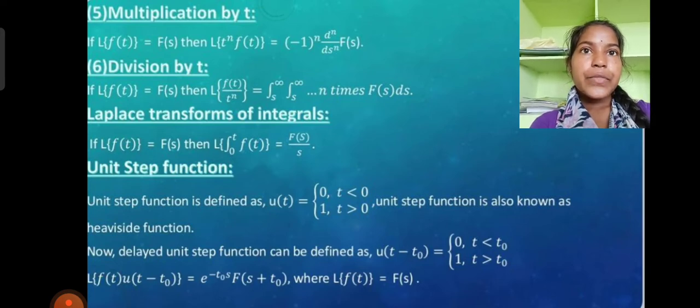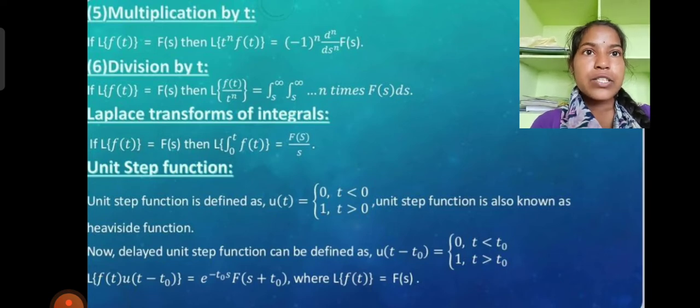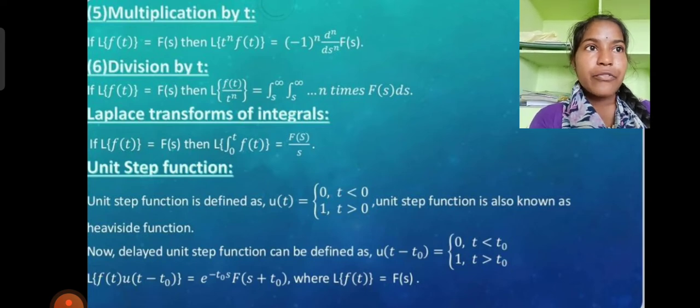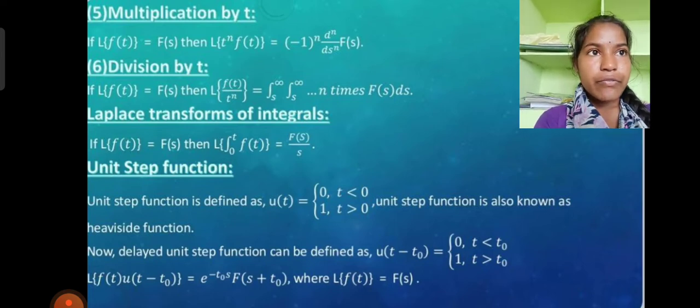Division by t. If L{f(t)} is equal to F(s), then L{f(t) by t to the power of n} is equal to the integration from s to infinity, n times, of F(s) ds. Laplace transforms of integrals. If L{f(t)} is equal to F(s), then L{integral from 0 to t of f(t)} is equal to F(s) by s.